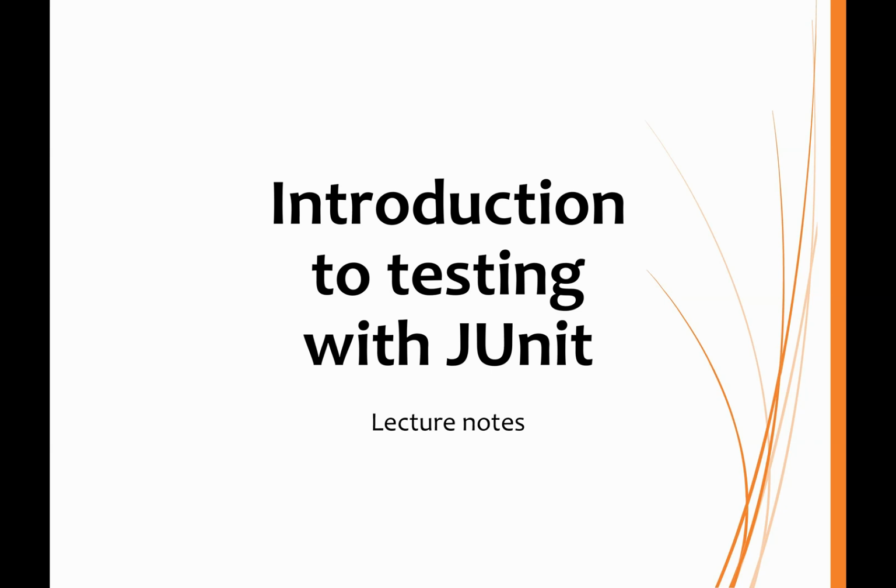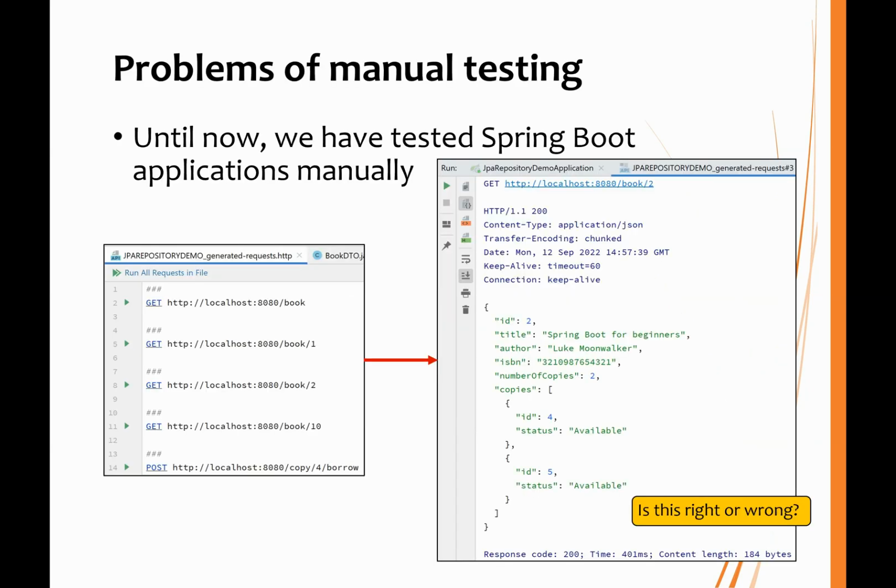In this video, I'm going to introduce you to testing with JUnit. We can conduct our tests manually, and that might involve, as we have done so far in Spring Boot, listing a number of requests that contain the input data for our tests, and then one by one we run them and read the result. And then we have to answer this question: is this result right or wrong? Is it what we expected?